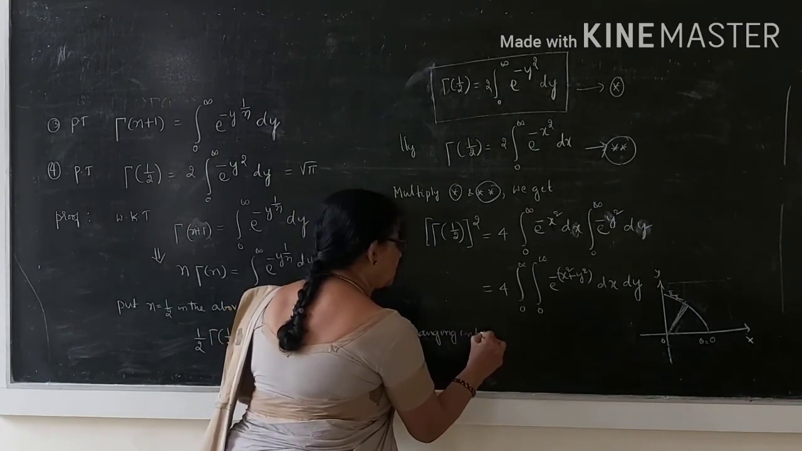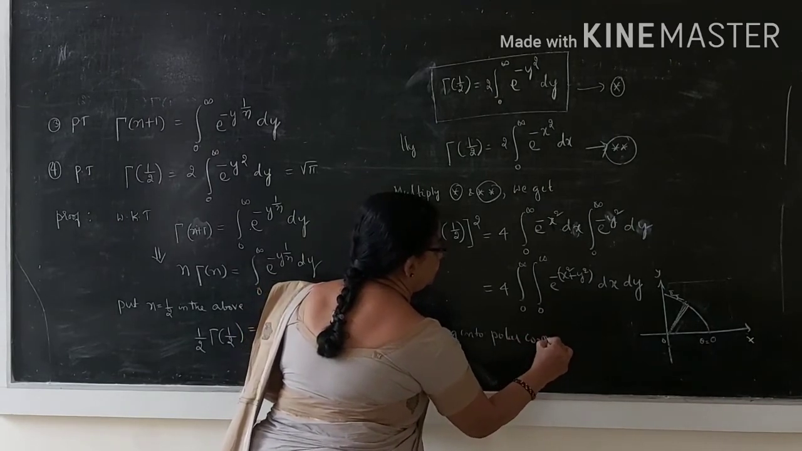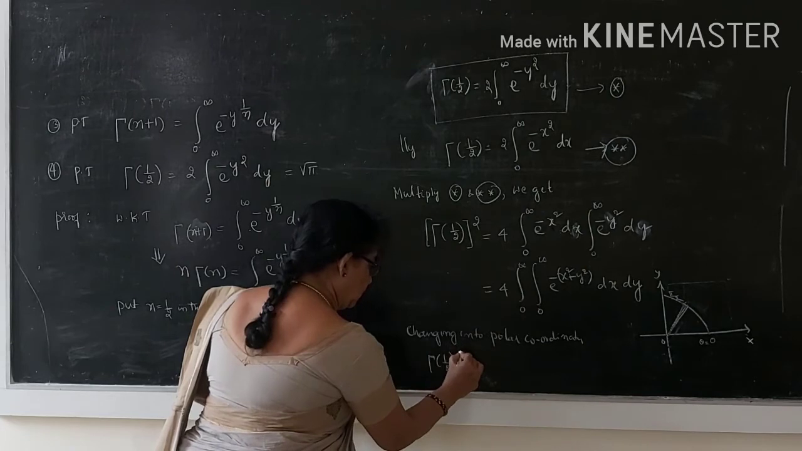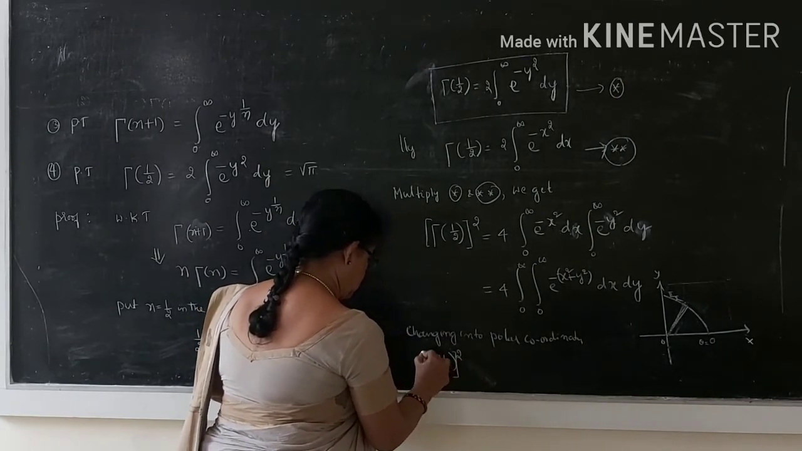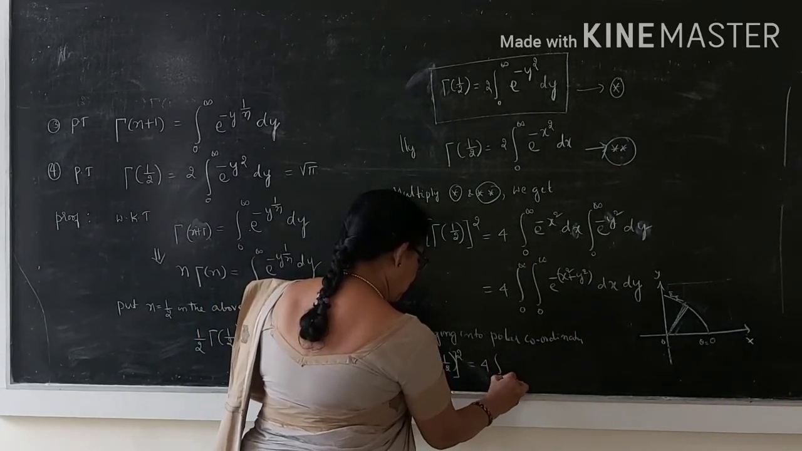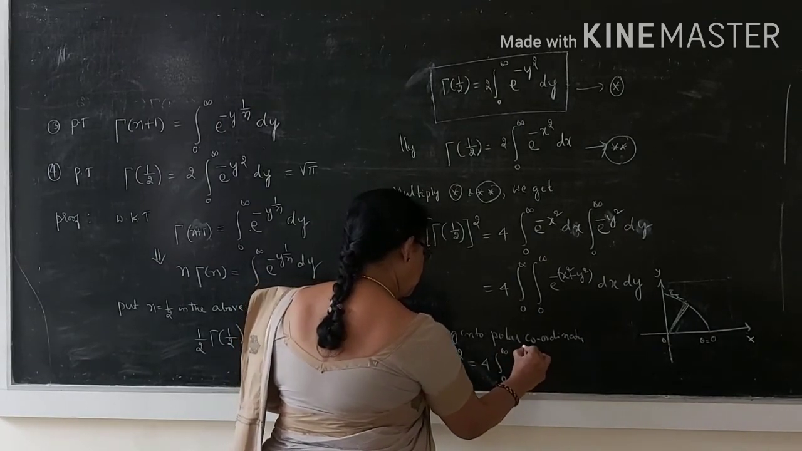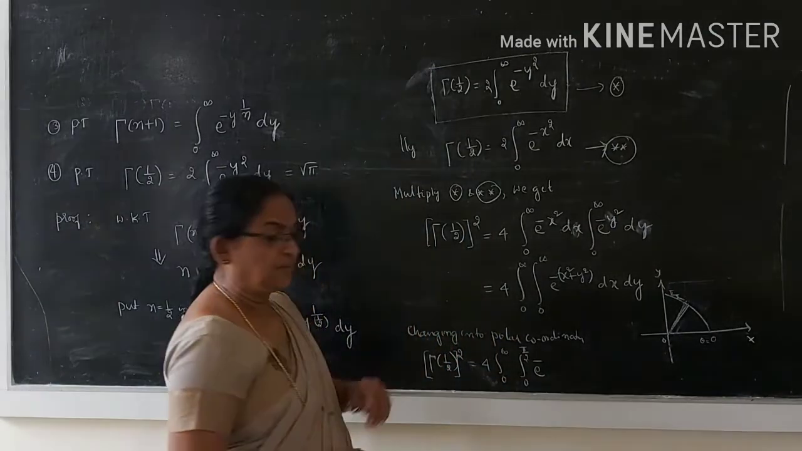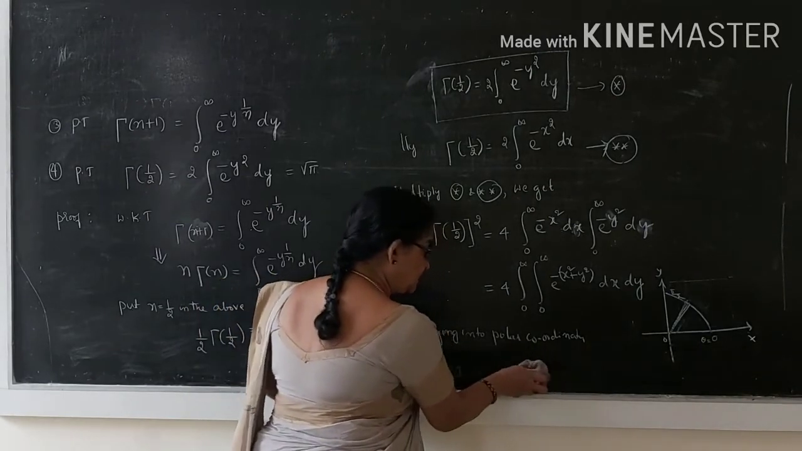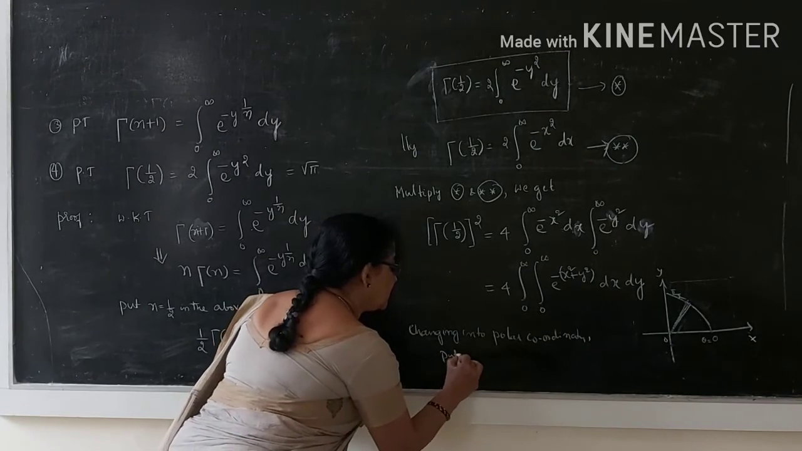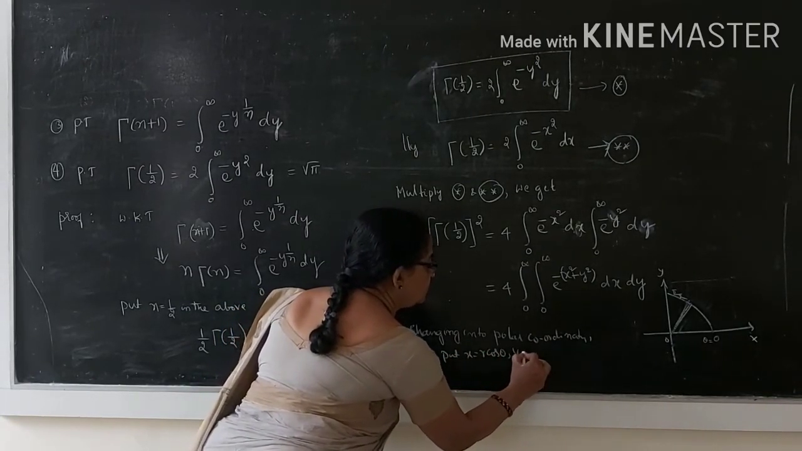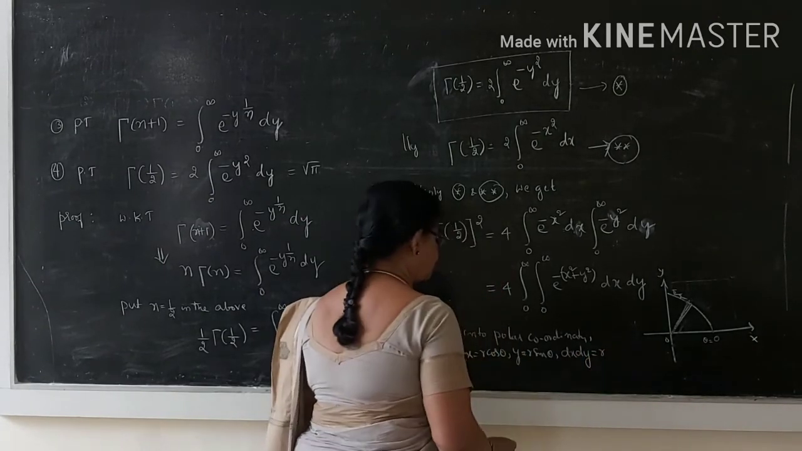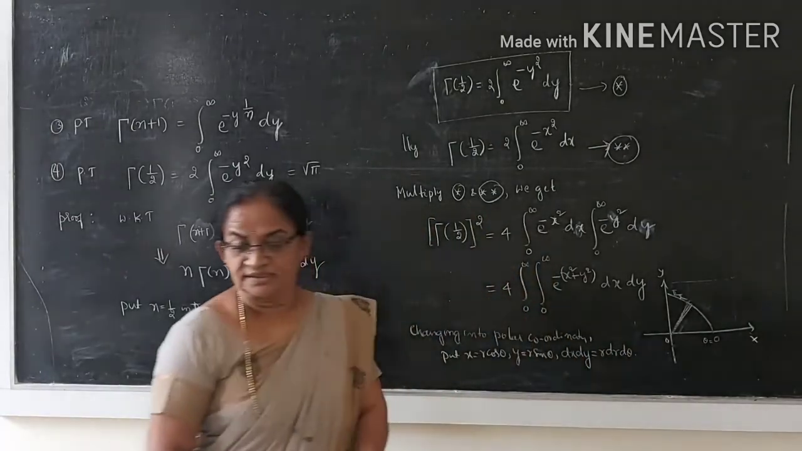Therefore, changing into polar coordinates, gamma of 1 by 2 whole square is equal to 4 times integral 0 to infinity, integral 0 to pi by 2, e power minus. Changing into polar coordinates, we must remember the concept that we put x is equal to r cos theta, y is equal to r sin theta, and dx into dy becomes r into dr into d theta. Okay, that is the surface integral.